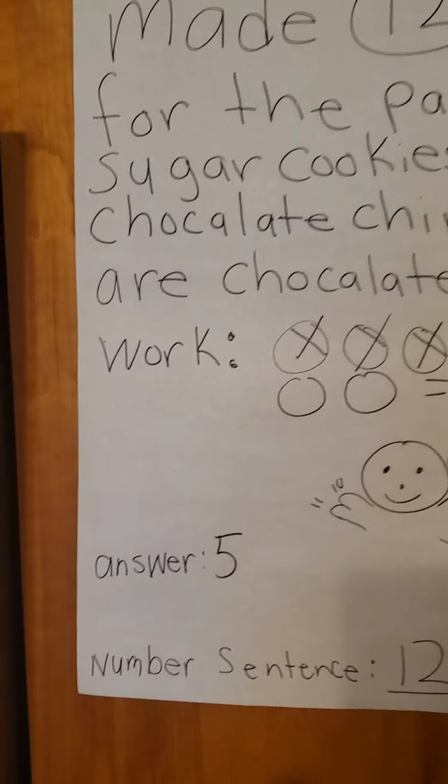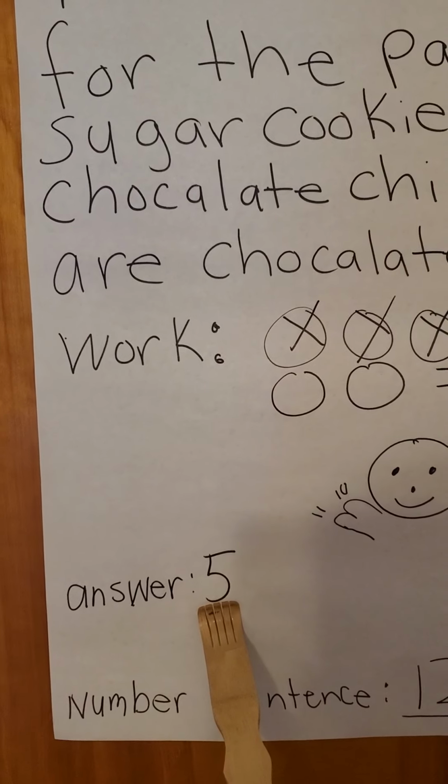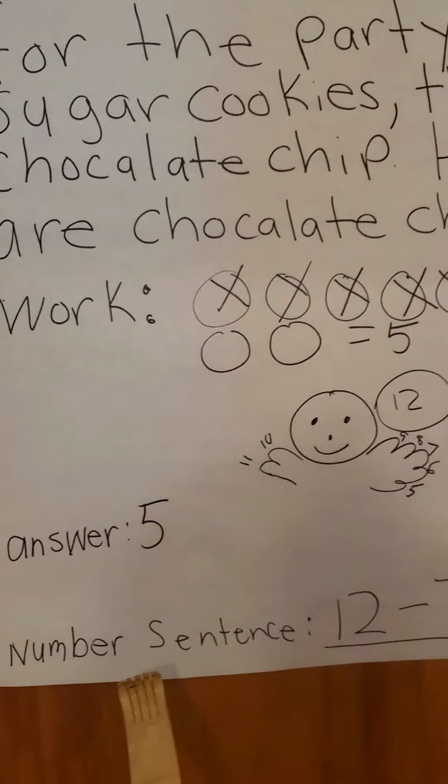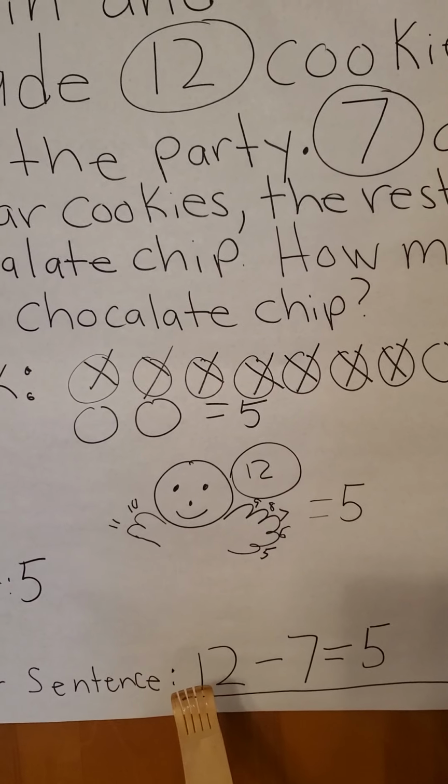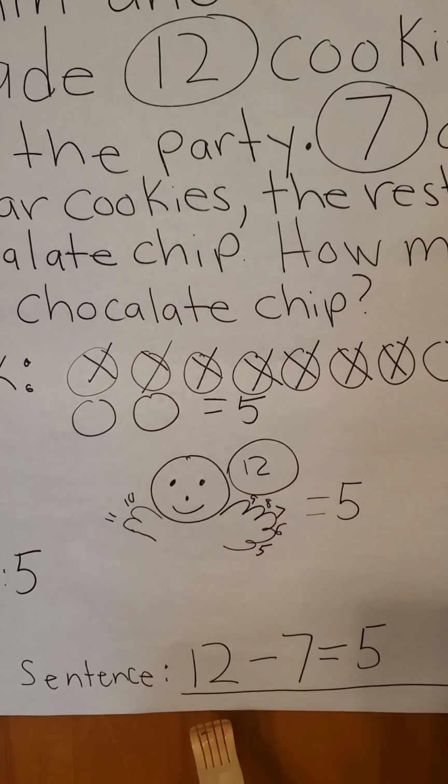And so now we're going to write our answer. Our answer is 5. And then we're going to write our number sentence. And our number sentence is 12 because our problem has 12. We started out with 12.